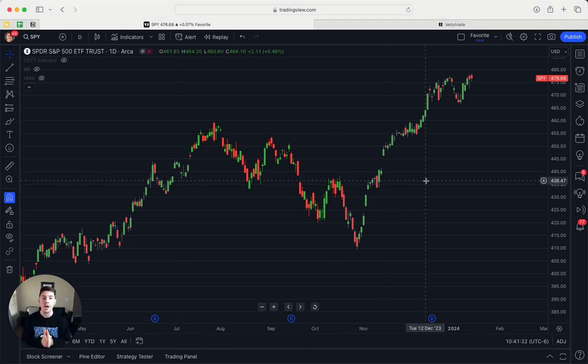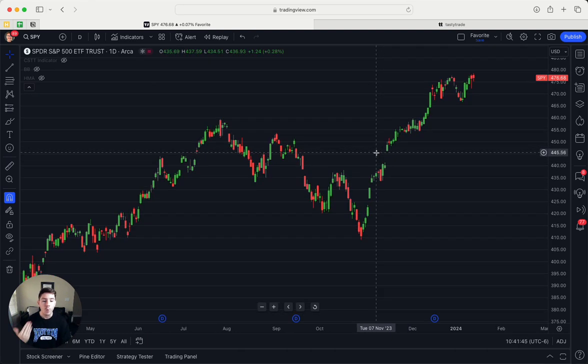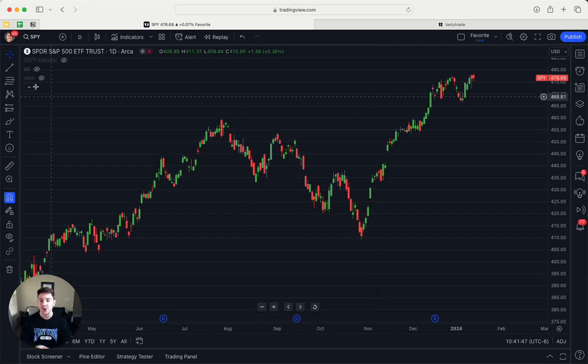In order to draw a proper level, you need to draw a zone. That is right. The problem with support and resistance is they are generic levels. There's not just one price point where the market will respond to. Instead, it is a zone. And so what do I mean by that? Well, let's check out what's going on here.